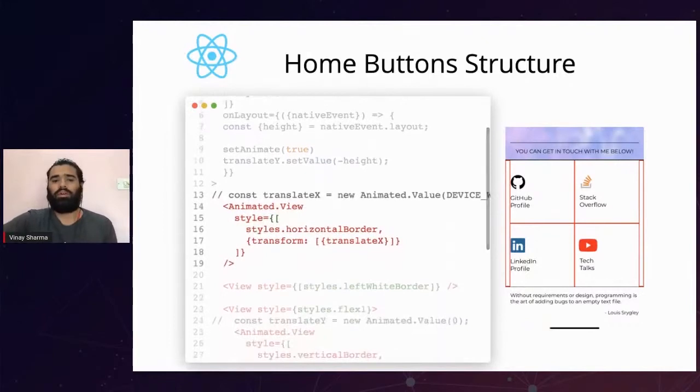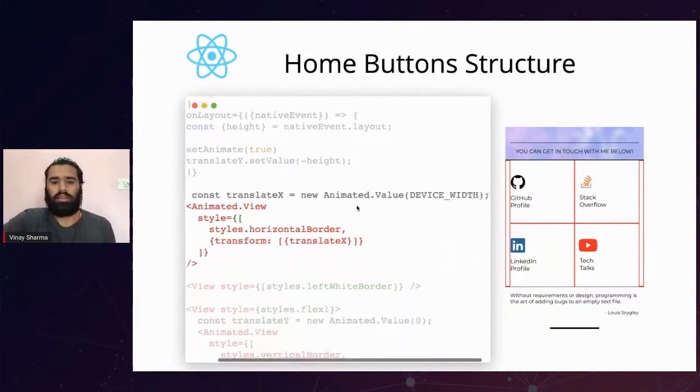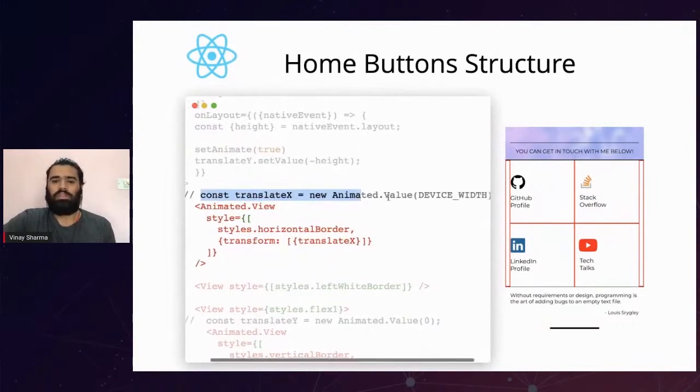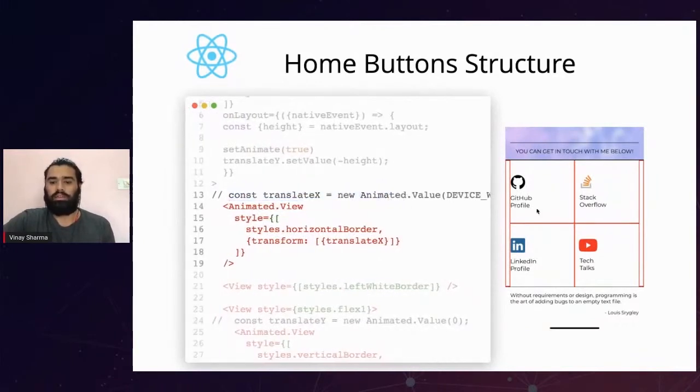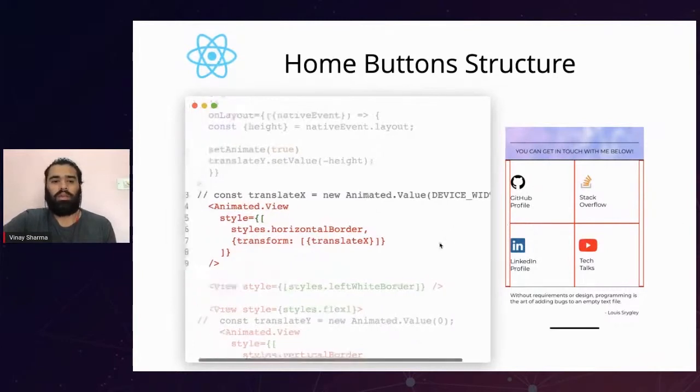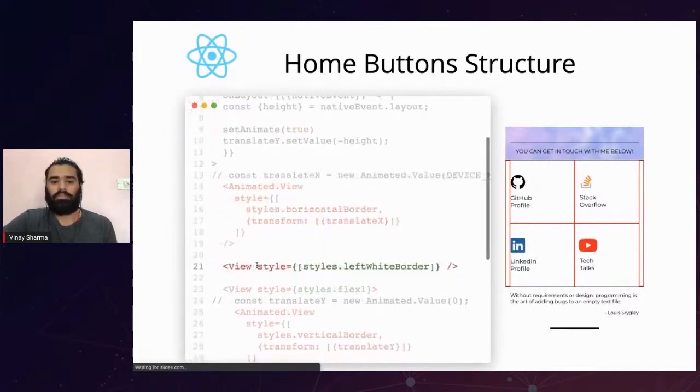Again, over here we have this translateX. This is the animated variable which will help us translate this horizontal border. Initially its value is set to the device width, so it's going to be initially positioned somewhere around here. Once we start the animation, it will just slide in from here to over here. And that's the animated view over here.